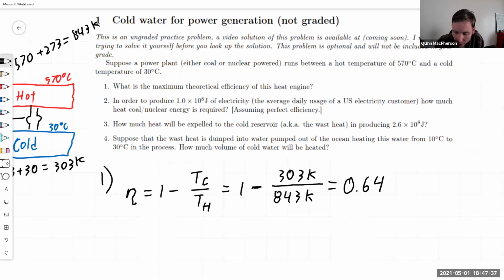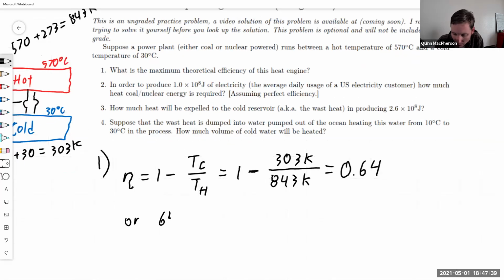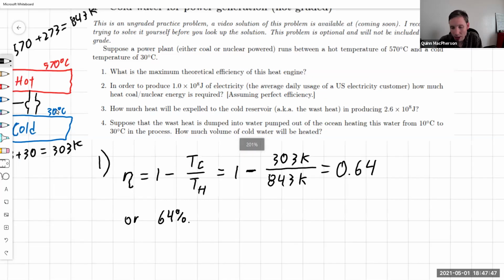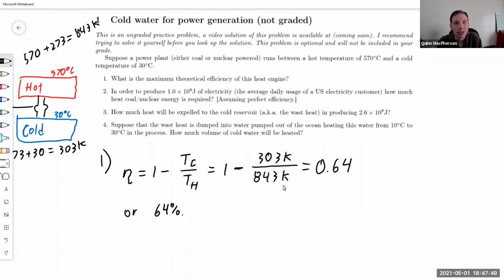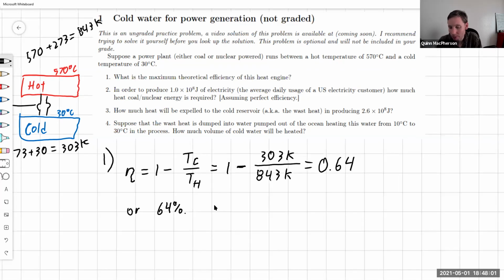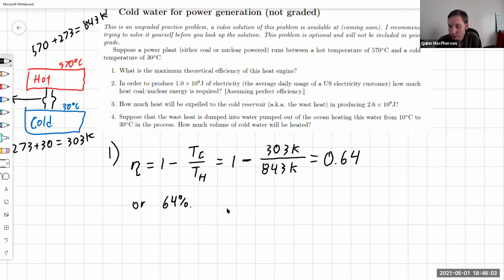Or said differently, 64%. So the efficiency of this power plant, whether it's a coal plant or nuclear plant, is 64%. This is actually really good. Real power plants aren't 64% efficient. Obviously, they're less efficient than the maximum possible efficiency. More common efficiencies are like 30 to 40%. But it gives you an idea.